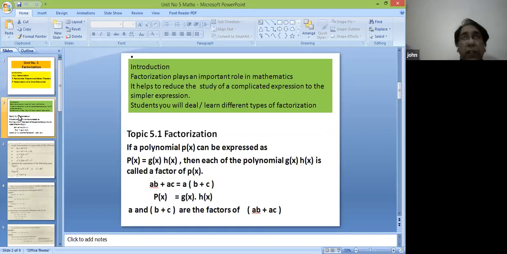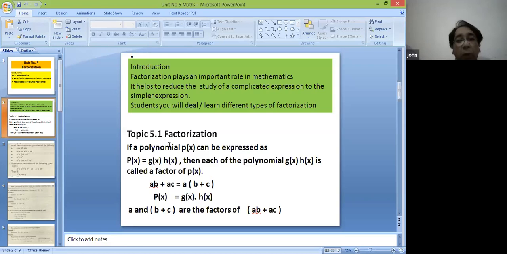In the previous chapter, if you remember, we studied algebraic expressions. In algebraic expressions, we solved some questions which were complicated. So when we are doing factorization, we just reduce that complicated question into simpler factors. I will explain from this example which is given on the board. Students, you will learn different types of factorization in this chapter.